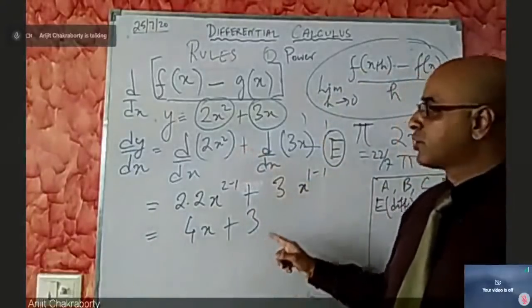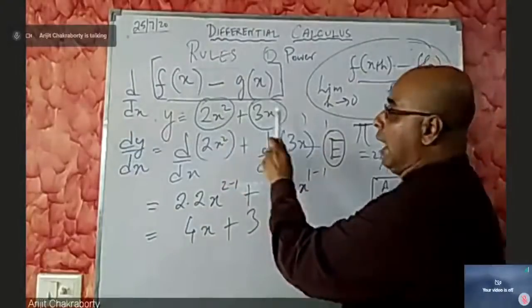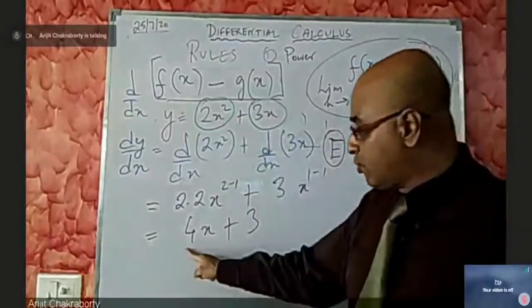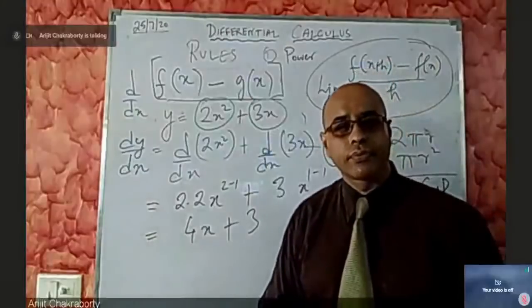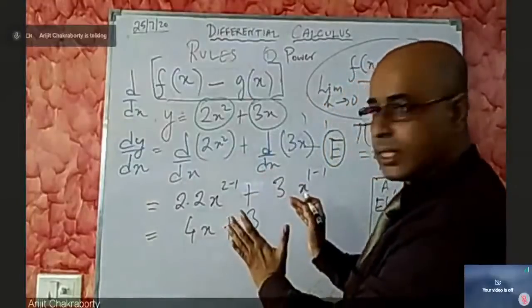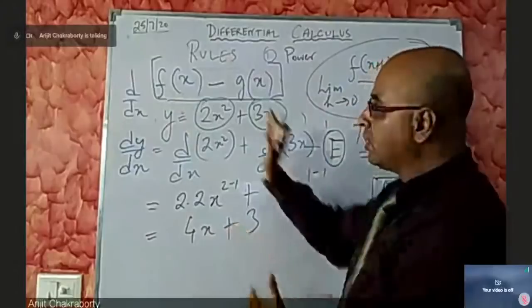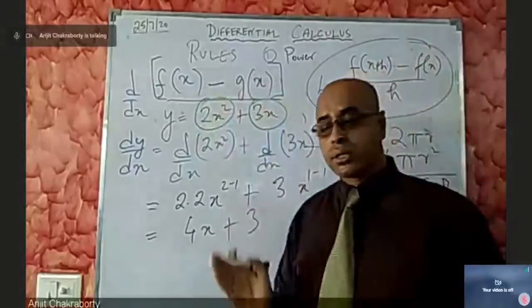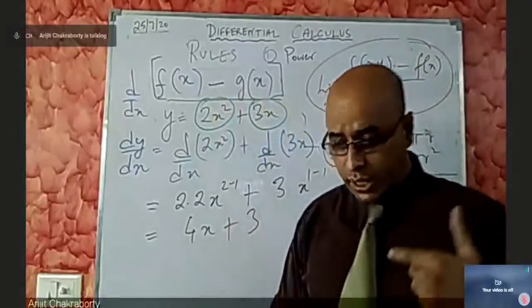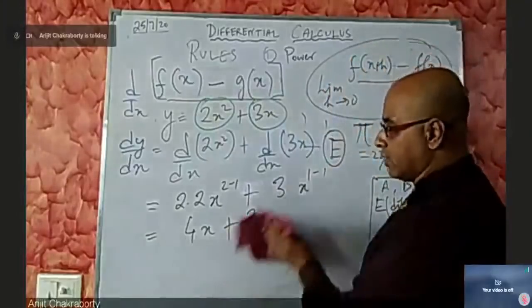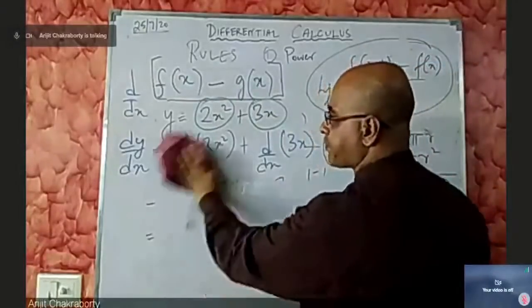The differential coefficient of 2x squared plus 3x is 4x plus 3. So this is the differential coefficient by applying the addition rule. Now we are seeing another one, an easier one.